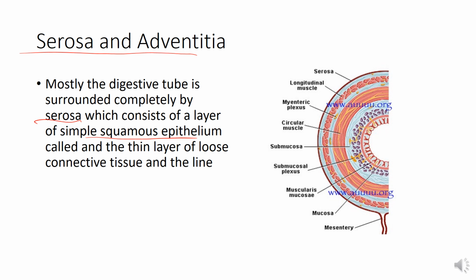So the adventitia consists of the loose connective tissue, and in this loose connective tissue lie the blood vessels, nerves, lymphatics, which are entering or leaving the organ, and some amount of adipose tissue also. And in case of serosa, a layer of simple squamous epithelium is added. So this is all about the general histological arrangement of the layers of the wall of the GI tract.